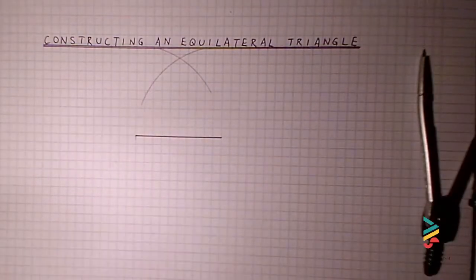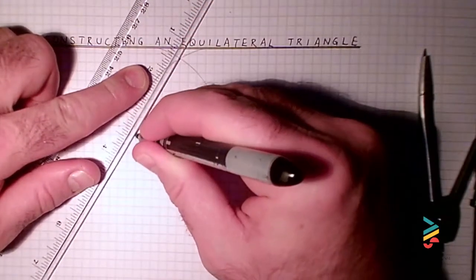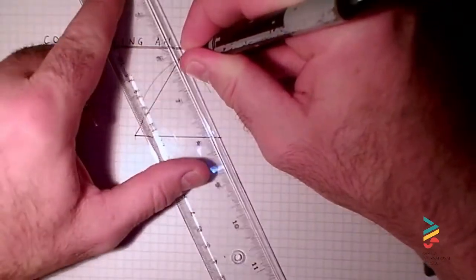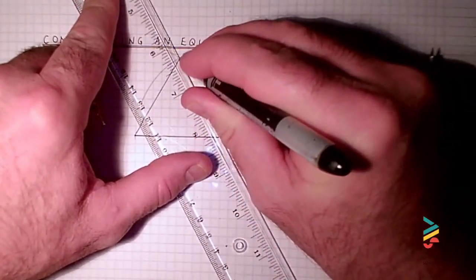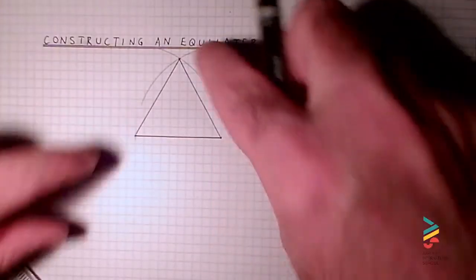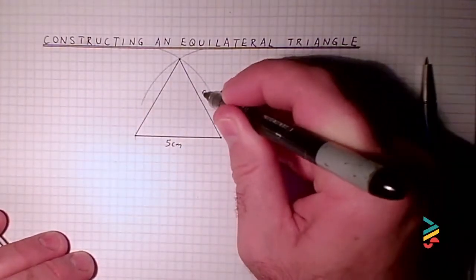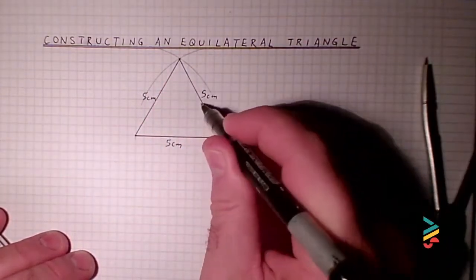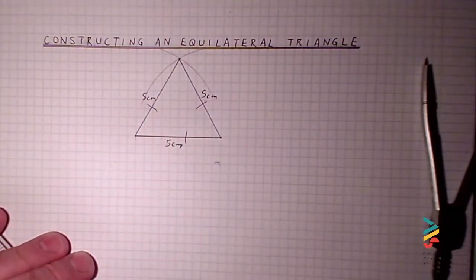So if I join them up where those two arcs meet, then I'm joining them up at a point that is 5 centimeters from each end. So if it's 5 centimeters at the base and then 5 centimeters from each end, then we've achieved an equilateral triangle. 5 centimeters, 5 centimeters, 5 centimeters. We can put little markers on like that to show that those things are equal.